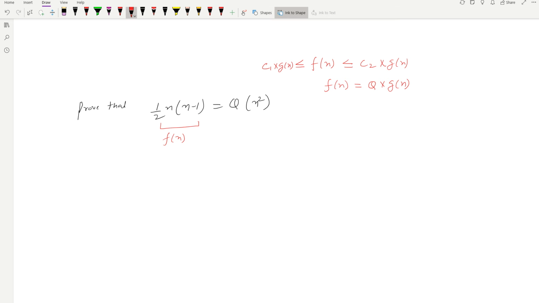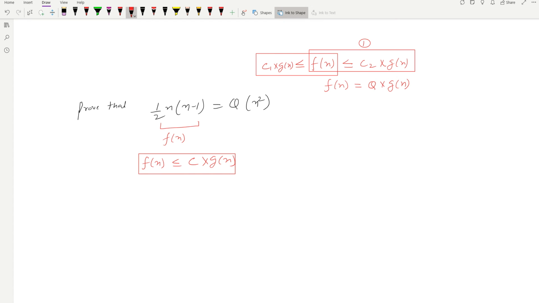So we have to prove this. In order to prove this, we need to prove two things. The first is this one, and then the second is this particular thing. Now let's prove the first thing. We can rewrite it as f of n lesser than or equal to some constant times g of n. If you remember, this is the definition of big O notation.